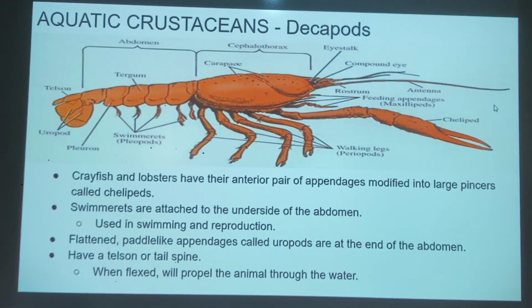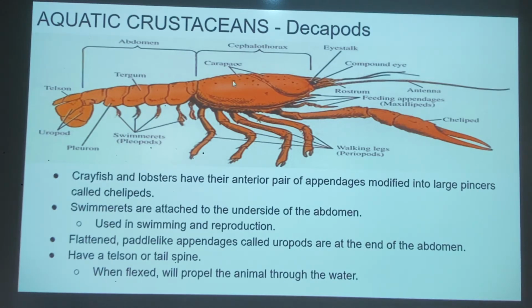They also have an anterior pair of appendages that are modified into large pinchers. These are called chelipeds. So it's going to be this whole thing. Some call them claws, maybe. Not necessarily the exact terminology, but it is the cheliped or the pinchers.